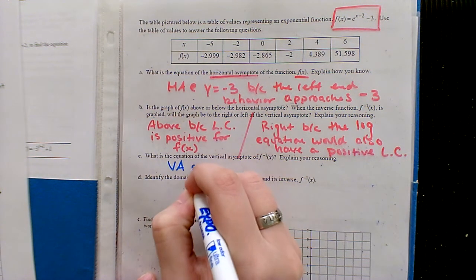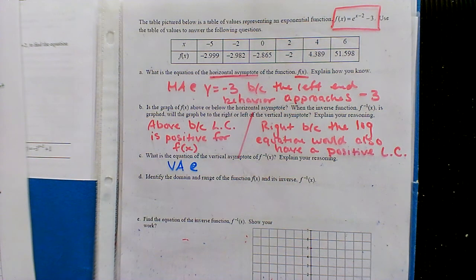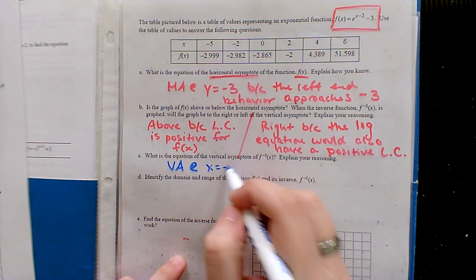Where is that vertical asymptote located? What do you think, Marie? How'd you know?